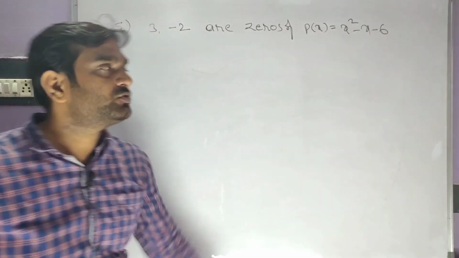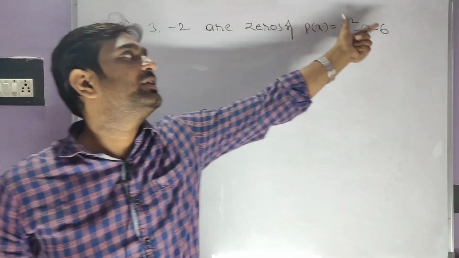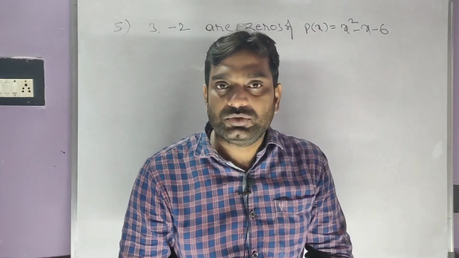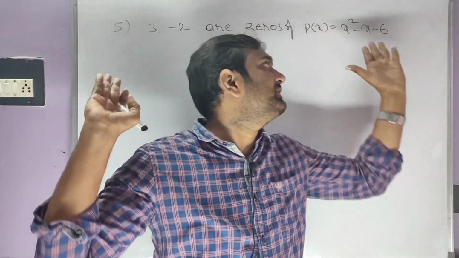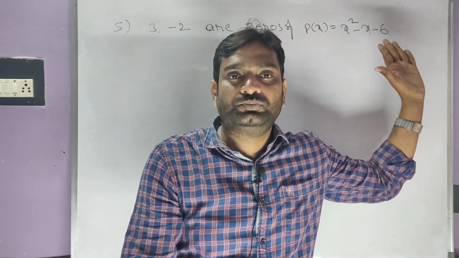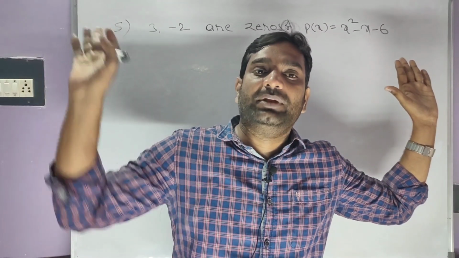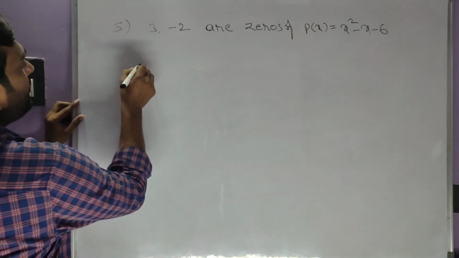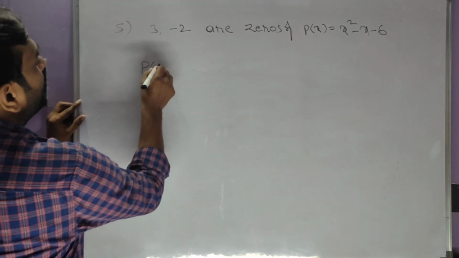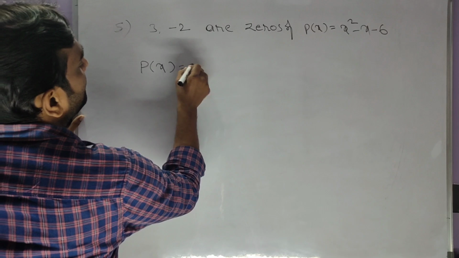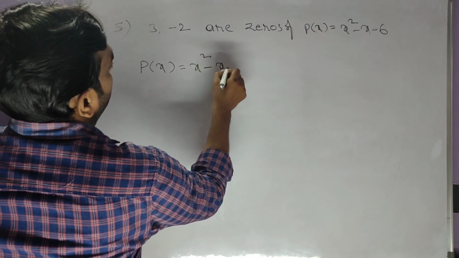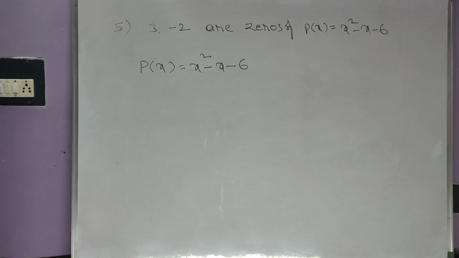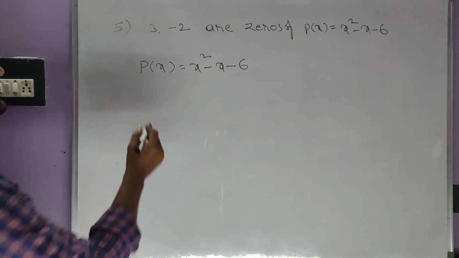Okay, we have to check whether these two are the zeros of the given polynomial or not. What we have to do is just substitute in this. If you get 0, then it is a zero of the polynomial. If not, no. Very simple. Let's take p of x equal to x square minus x minus 6.